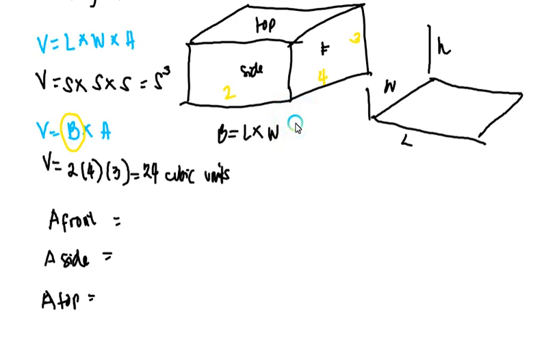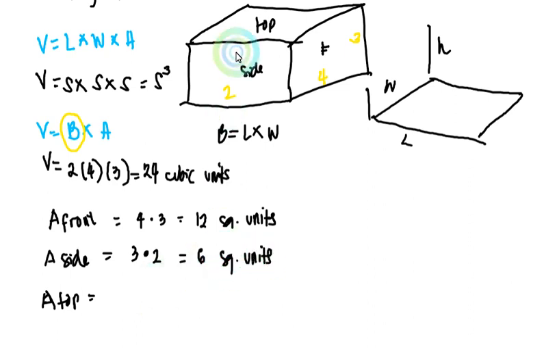So, for area sa akong nga front. So, this is square. So, that is equal to 4 times 3. Okay, 4 times 3. That is equal to 12 square units. Next. For area sa akong nga side, so this is 3 times 2. That is 3 times 2. That is equal to 6 square units.